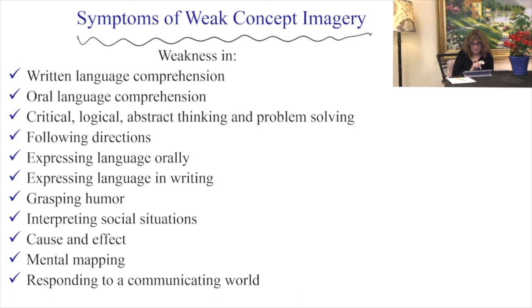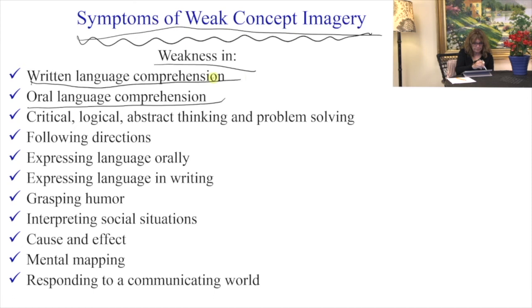So look at the long list of things that if you have weakness in concept imagery, you might also have weakness in: obviously written language and oral language comprehension, which we've already talked about. But you'll also very likely have difficulty in critical thinking, also have difficulty in following directions. That's the child that you give three directions to, or the teacher gives three directions to, and they grasp one of them, the rest of them are gone.